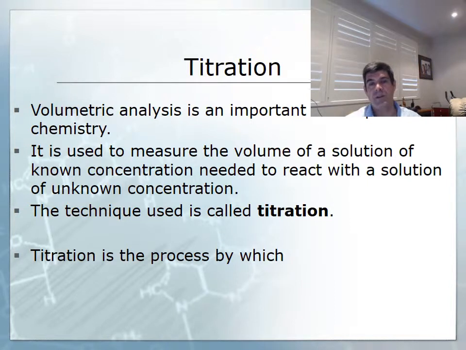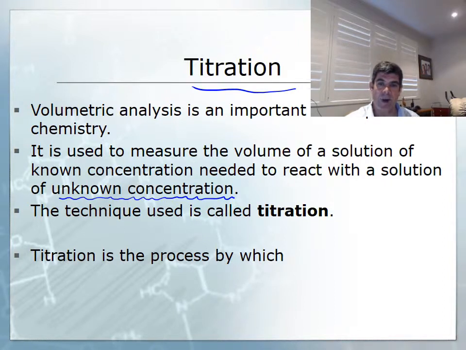So the first one is that the particular type of technique that we're using for our volumetric analysis is this technique of titration. And volumetric analysis is a very important technique in chemistry because it's one of the ways that we use to identify the concentration of unknown solutions. So the key to titration is about calculating the concentration of an unknown solution.